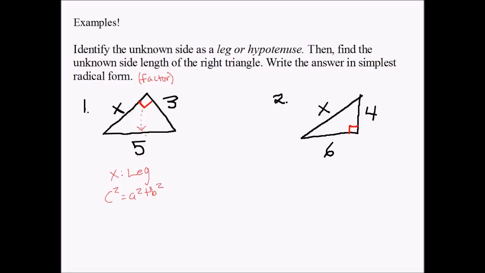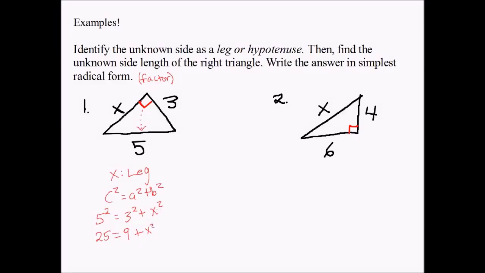And we know that the hypotenuse is 5, so we have to say 5 squared equals 3 squared plus x squared. We don't know what x is. We have to simplify, so it's going to be 25. 5 squared equals 25. 3 squared is 9, 3 times 3, plus x squared.